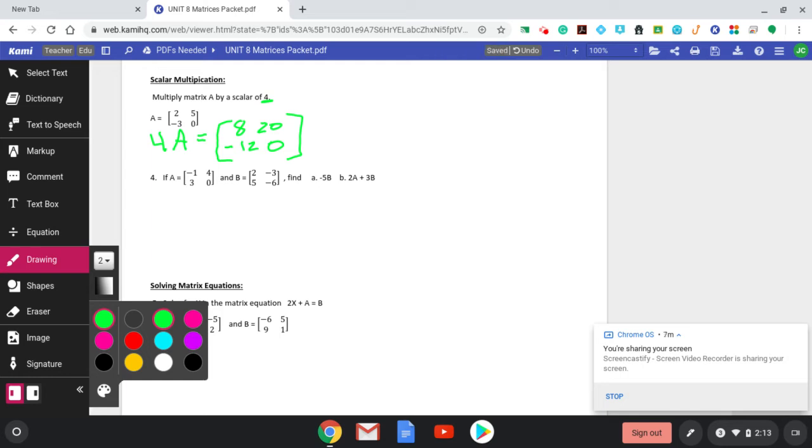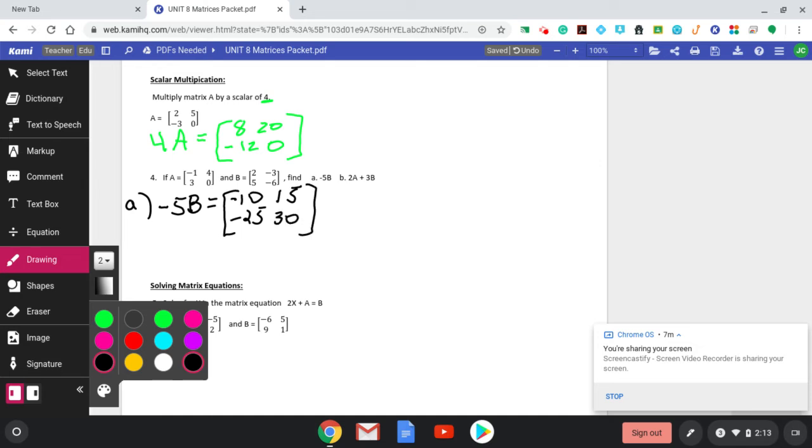All right, this next example here, we get a part A and a part B. So part A says, hey, can you do -5 times matrix B? You bet. So multiply everything by -5. Go ahead, you get -10, -25, +15, and +30.